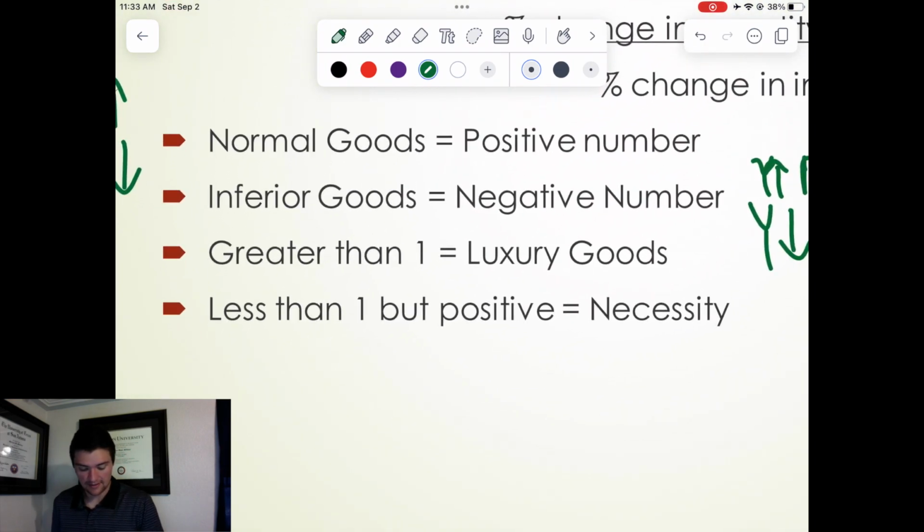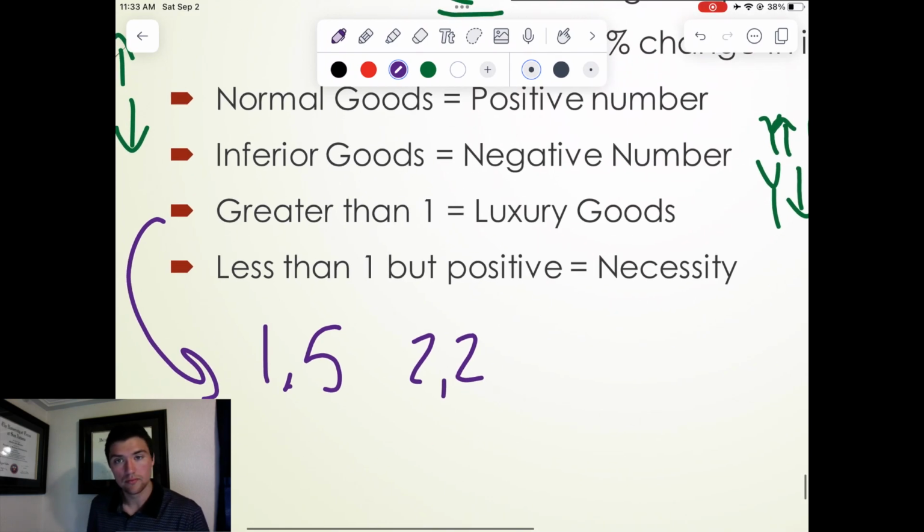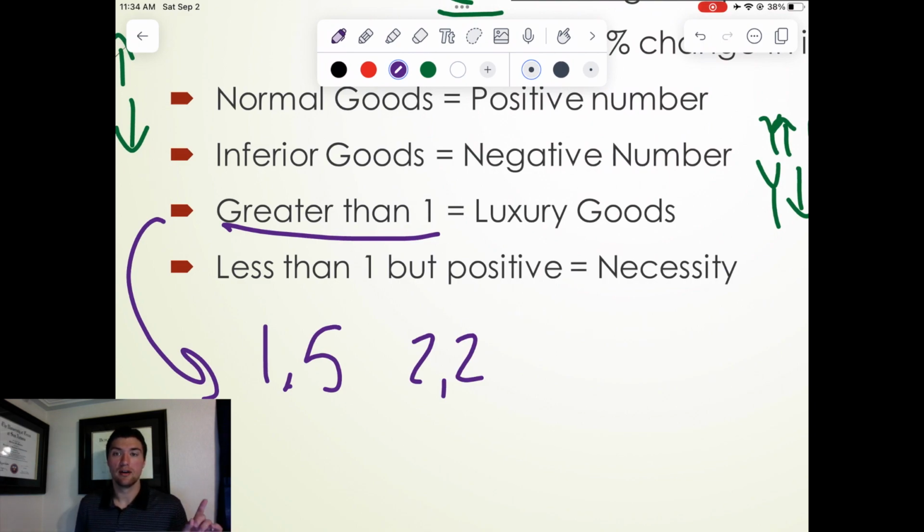So that's going to be a necessity. For luxury goods, it's going to be like 1.5, 2.2, right? It's greater than 1. That's all it has to be. Okay? And it has to be a positive number. Luxury goods are normal goods, so positive number. Less than 1, but still positive.